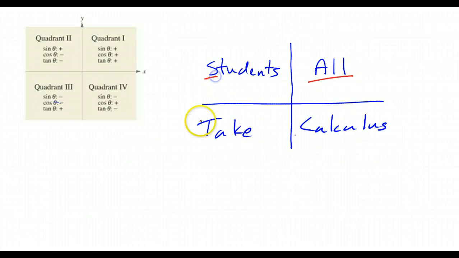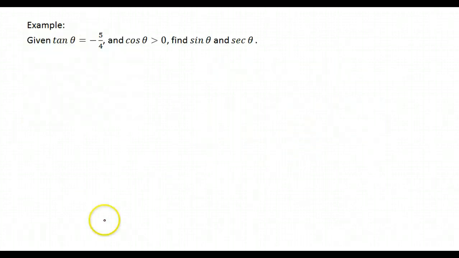And what this means is all of the trig functions, sine, cosine, and tangent, are positive in the first. Sine is the only one that's positive in the second. Tangent is the only one positive in the third. And cosine is the only one positive in the fourth. Okay? So let's take that little trick and apply it to an example.